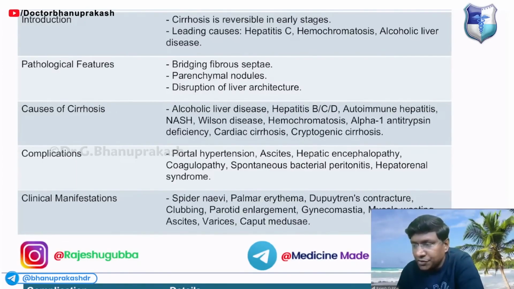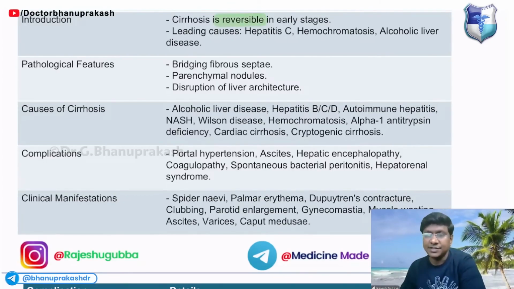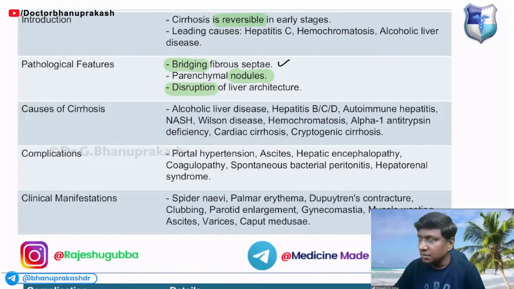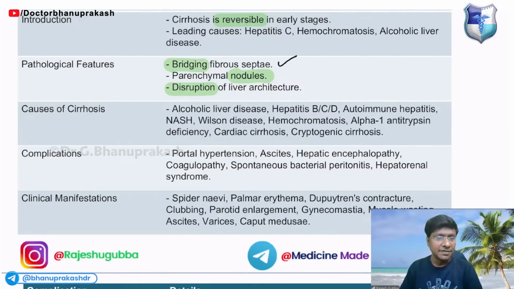So what you have to remember is cirrhosis is reversible in early stages, right? Now, what are those early stages? You have the formation of bridging fibrous septa, formation of parenchymatous nodules, and disruption of the liver architecture. Now, when will this cirrhosis be reversible? If you are able to stop that insult at the level of bridging fibrous septa, that is when the cirrhosis can be reversible.